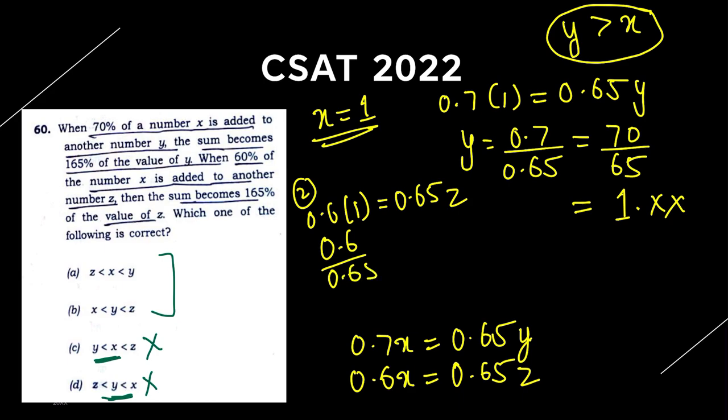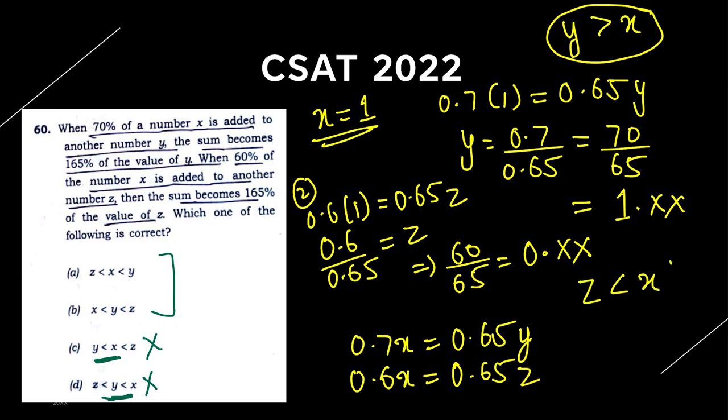0.6 upon 0.65 z, z will be 60 upon 65. If you simply divide, you will get some answer like 0.9 something, right? Since the denominator is bigger than the numerator, you will get a value of less than 1. So from here we are able to find that z is less than x. X is 1 and z is 0.9 something. So x is greater than z.